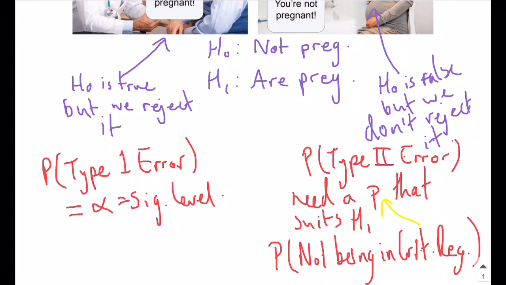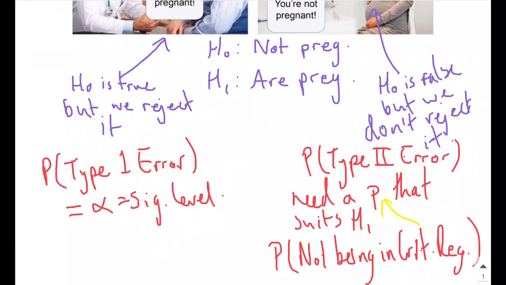So they'll have to give us a new proportion there, just for us to be able to work out a type 2 error. The probability of a type 2 error. The probability of a type 1 error is always your significance level. Probability of a type 2 error, you'll get a new p to put in your binomial, a new proportion. That's the actual fact, the true proportion, and it will suit H1.